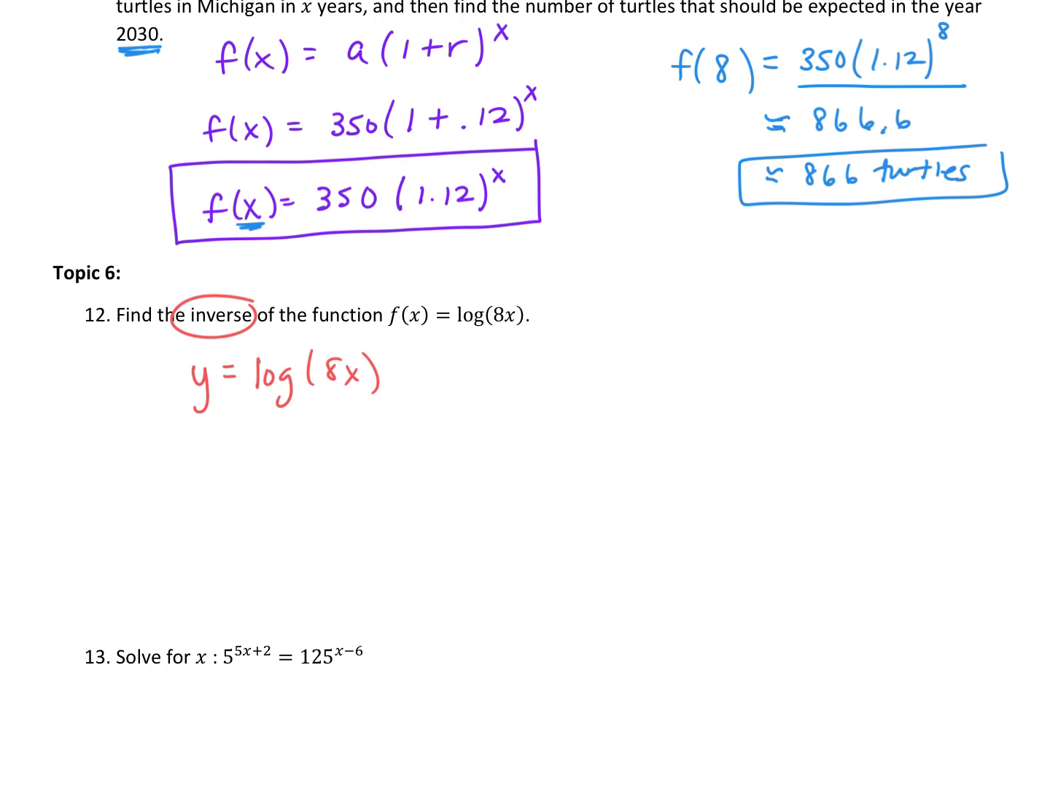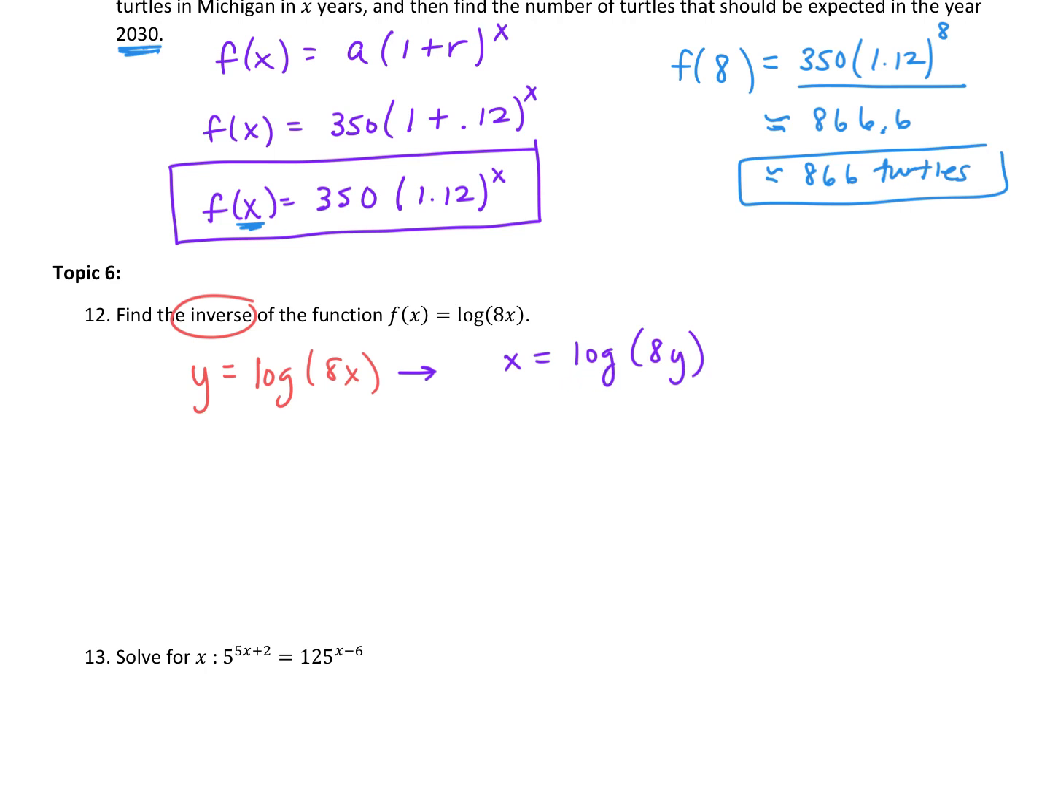So let's switch our x and y first. So we're going to have x equals log of 8y. So when you guys find an inverse function, you do want to solve for your y variable. Now our y variable is kind of locked into this logarithm.